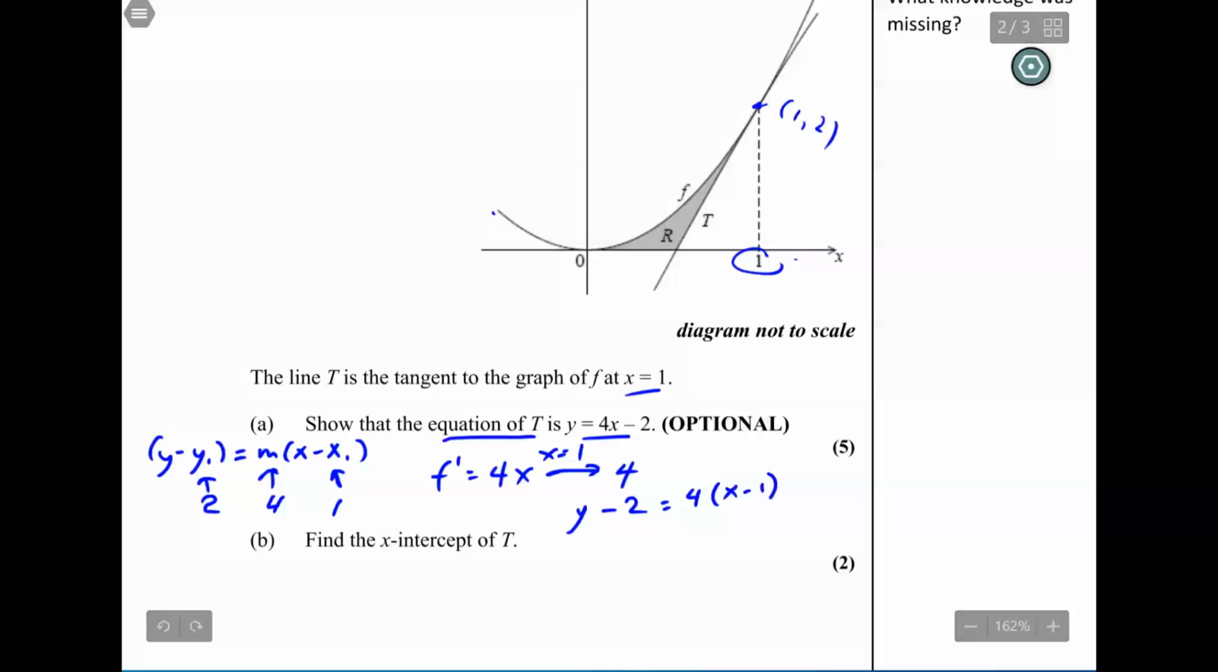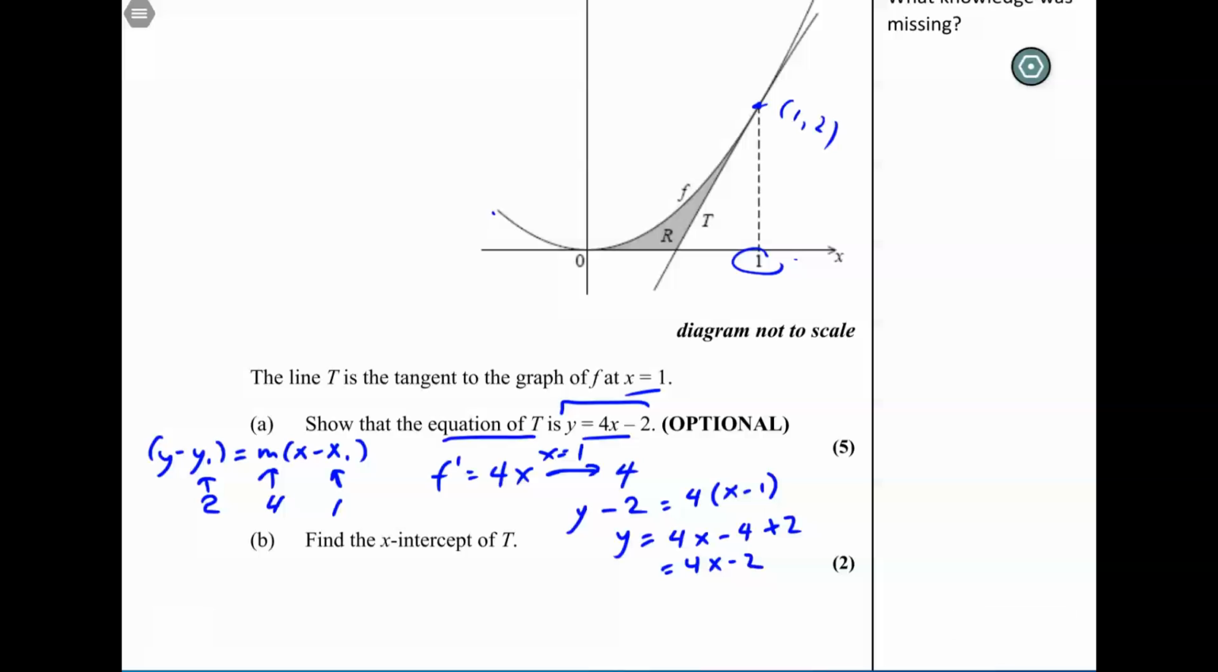It wants us to show that it's y equals 4x minus 2, so we just need to do a little bit of algebra and rearrange it. So we get 4x minus 4 and plus 2 because we add 2 to both sides. Y equals 4x minus 2, so we have demonstrated that it is indeed 4x minus 2.